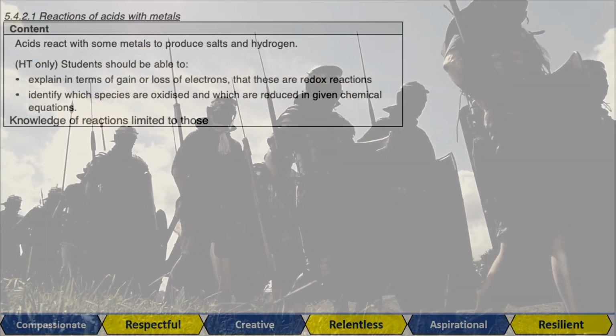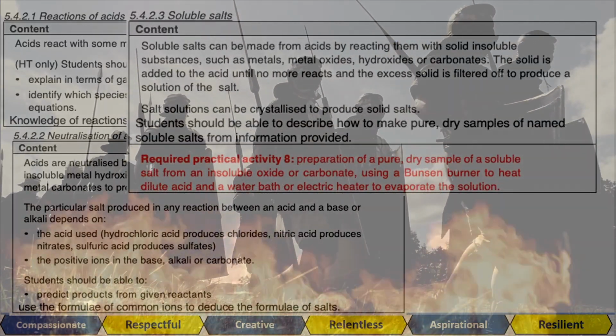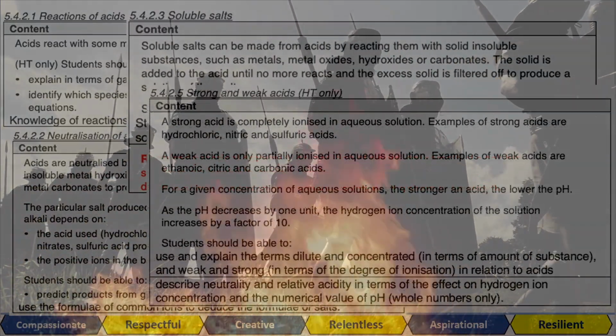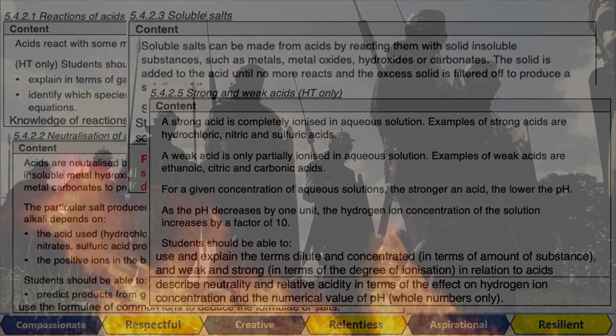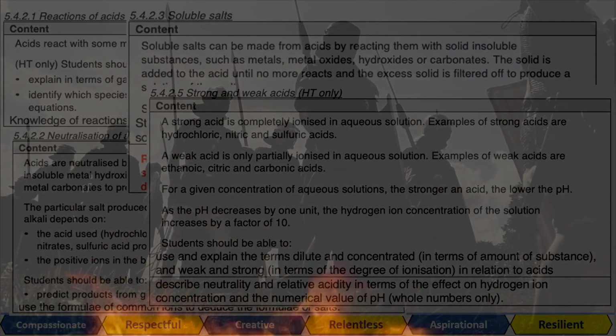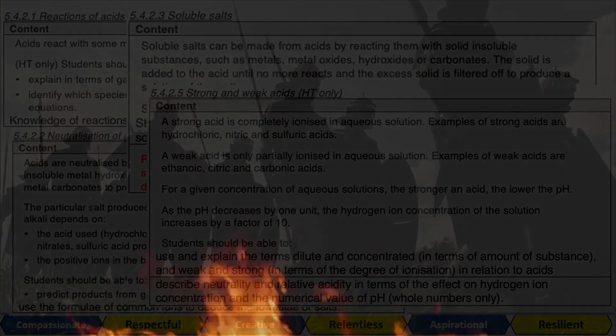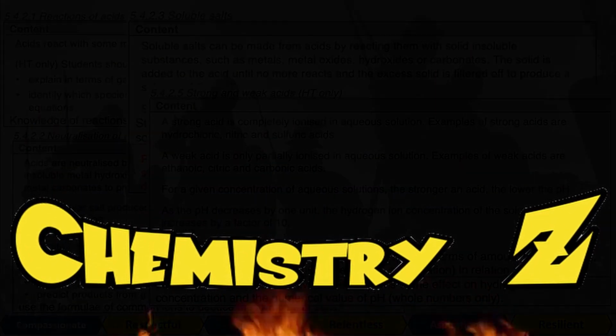And now, our heroes have made their way to the core of the chemical battleground and have entered the layer of neutralization. Will our heroes be able to describe the different salts that are made, or will they be neutralized by the challenge themselves? Find out in today's exciting episode of Chemistry Z.